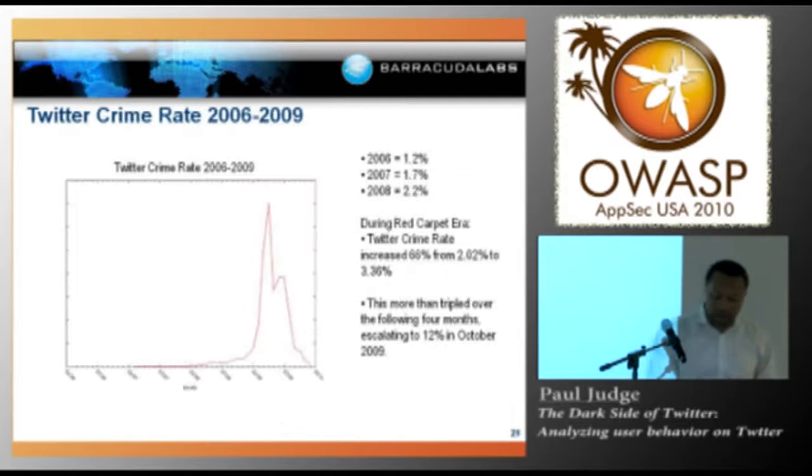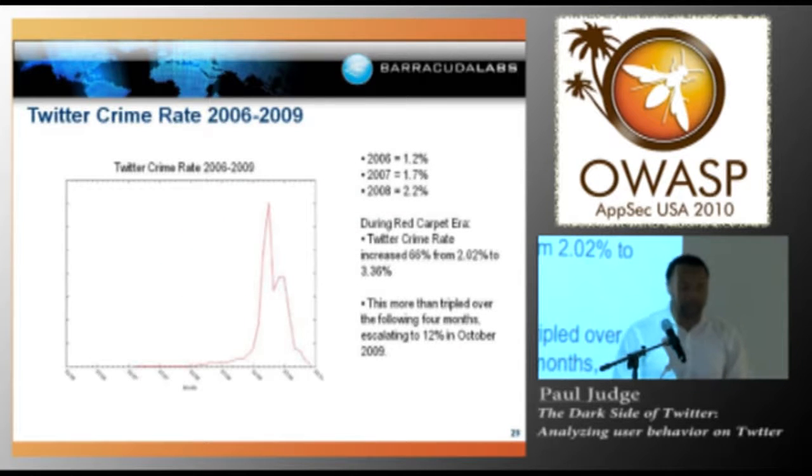And what happened right after that is, as you would expect, the crime rate increased, or the number of accounts coming online doing malicious activity increased. If you look back from the beginning of the network, even in 2006, 1% of the accounts created every month on Twitter were suspended. That increased to about 1.7% in 2007, and to about 2% in 2008. But it increased from 2 to 3% during the red carpet era, and then tripled from 3 to 12% in the 4 months after that.